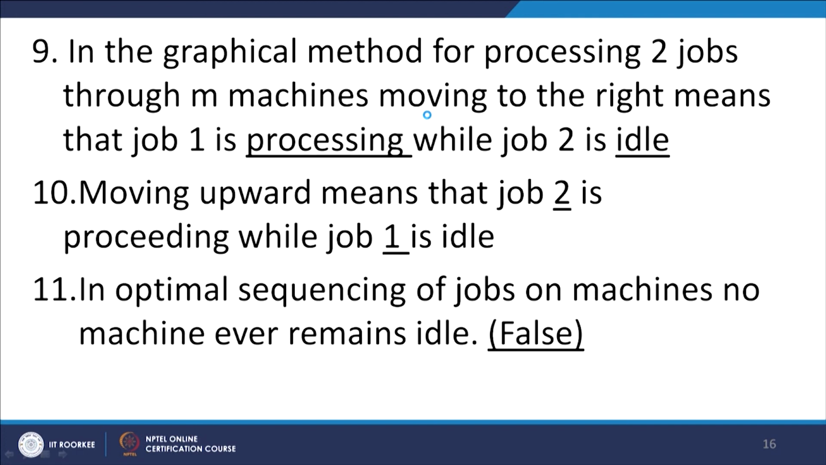Question number 9, in the graphical method for processing two jobs through m machines, moving to the right means that job 1 is processing while job 2 is idle. And question number 10, moving upward means that job 2 is processing while job 1 is idle. Question 11, in optimal sequencing of jobs on machines, no machine ever remains idle. That is not true, false.